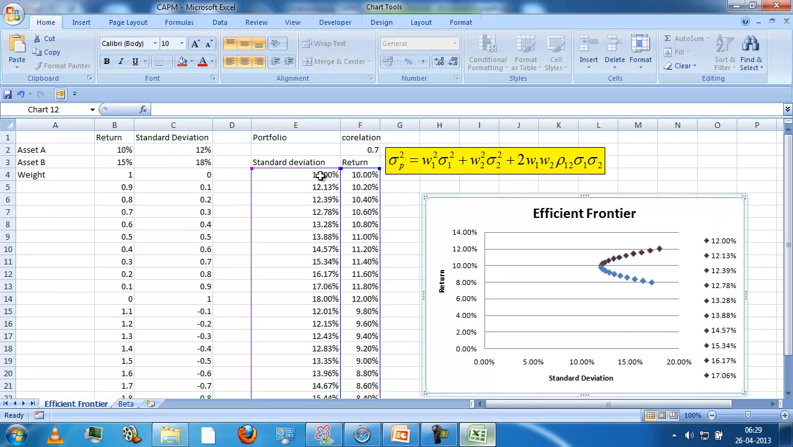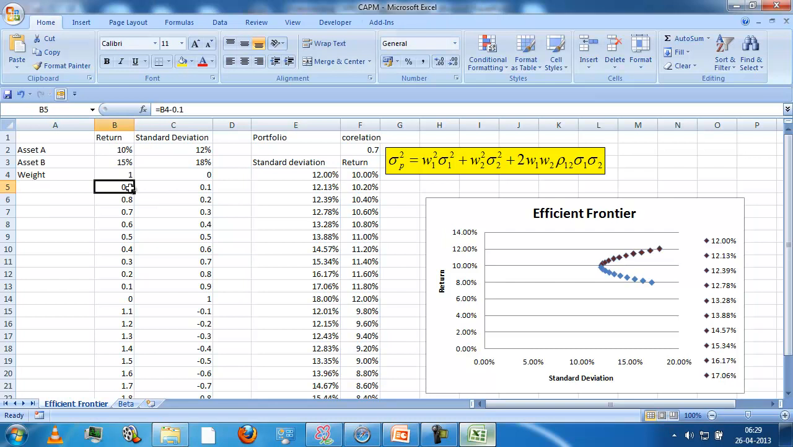And the return of the portfolio can be calculated as a linear function. For example, if the weight of asset A is 90% and the weight of asset B is 10%, the return is calculated by 0.9 into 10%, which is equal to 9%, plus 0.1 into 15%, which is 1.5%. So it will come around 10.5%. This is the way we have calculated the return as well as the standard deviation for different weights of asset A and asset B in the portfolio.